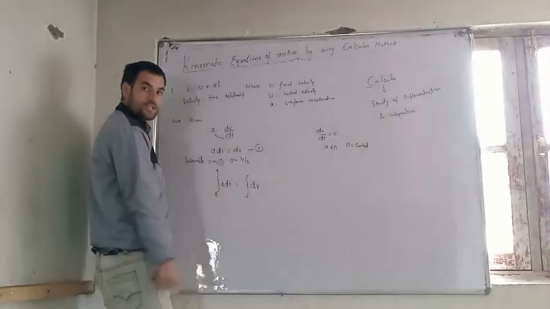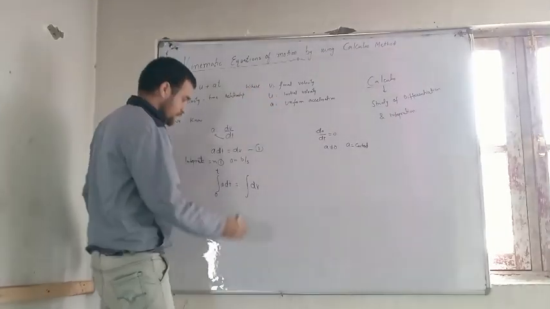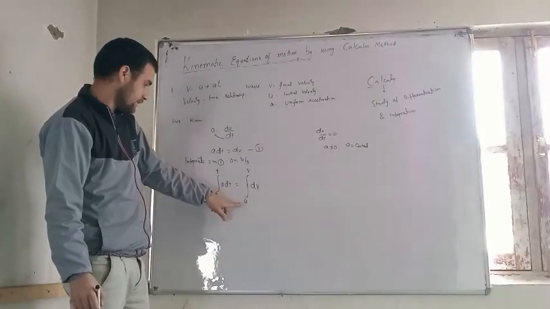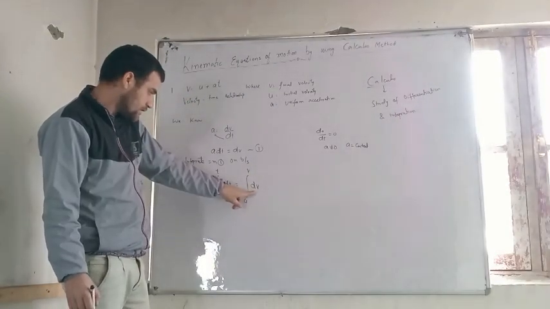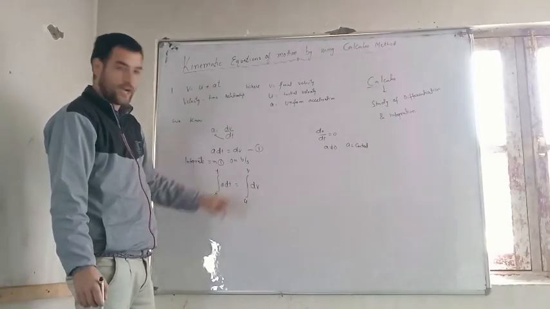But this is a velocity. Velocity changes from initial velocity to final velocity. This goes as initial velocity to final velocity. It is as simple as it is. Is it? This integral is with respect to velocity. So it goes from initial to final velocity.